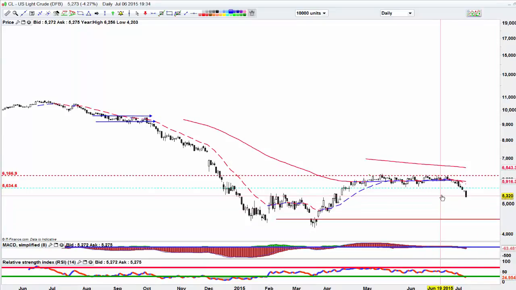I would suggest a healthy pullback would be 54. Don't chase the markets. If something's already gone and you can't get a good entry, then walk away and find something else.